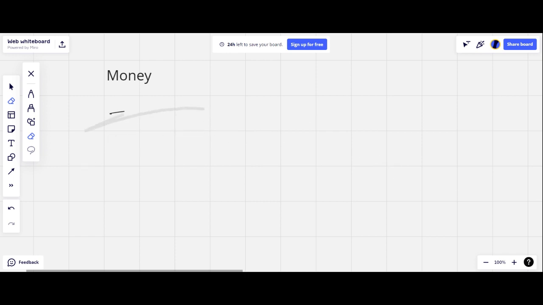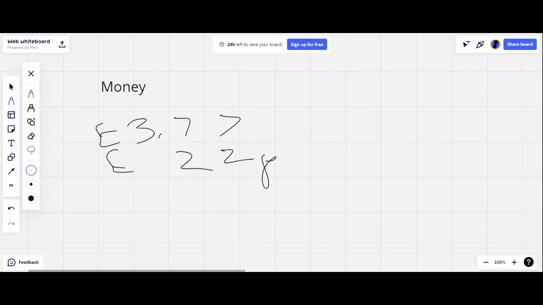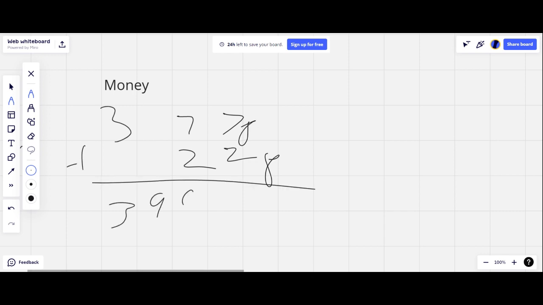So 3.77 plus 22 pence. Here I am just going to turn the £3.77 into 377 pence. So the answer would be 399 pence.